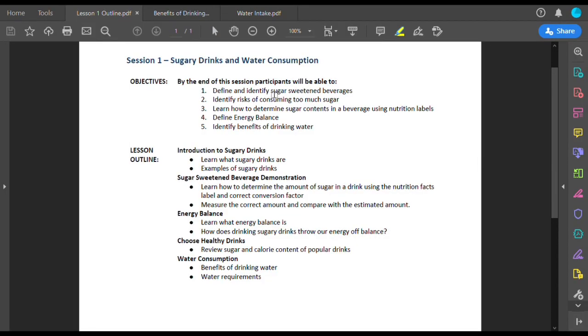In today's lesson, you will learn what sugar-sweetened beverages are and be able to give some examples. We will go over the risks associated with sugar consumption, and you will learn how to read a nutrition label and figure out how much sugar is present in a drink. You will also learn what energy balance is, how much sugar there is in some of the most popular drinks, and finally learn the benefits and requirements for water consumption.